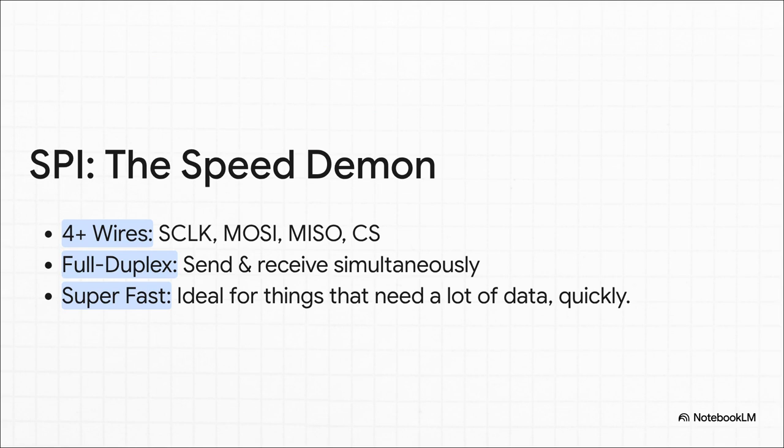You've got a clock line, SCLK, which acts like a metronome, keeping everything perfectly in sync. Then you have 2 separate data lines: MOSI, which stands for master out, slave in, that's how the master talks to the slave, and MISO, master in, slave out, which is how the slave talks back. Finally, each slave gets its own chip select pin, so the master can say, "Hey you, it's your turn to talk." This setup allows you to send and receive data at the same time, which is why SPI is the king for things like SD cards and high-resolution displays.